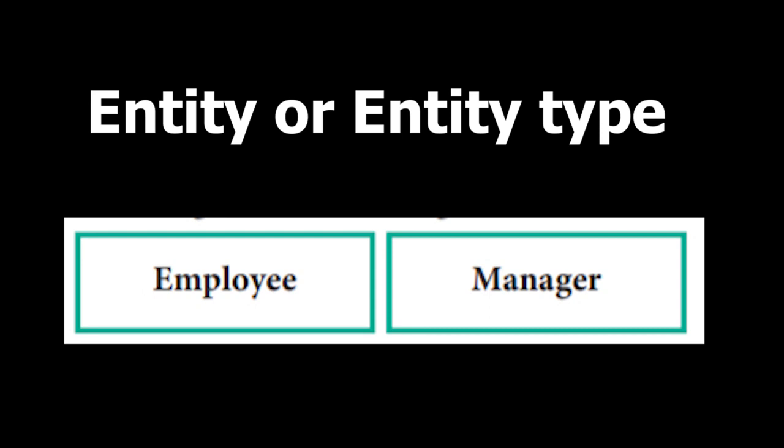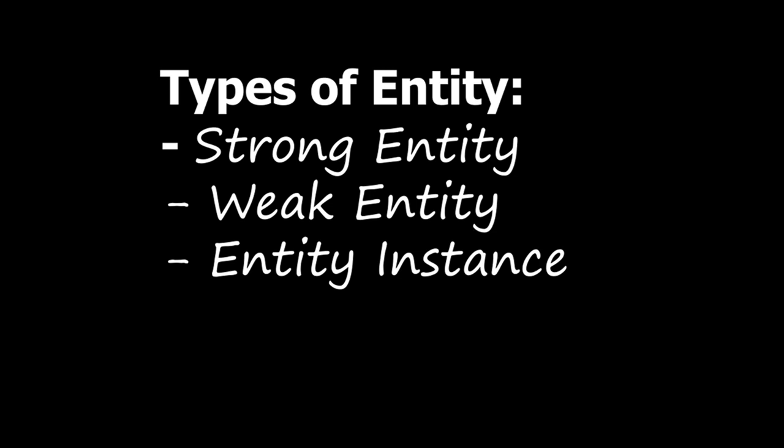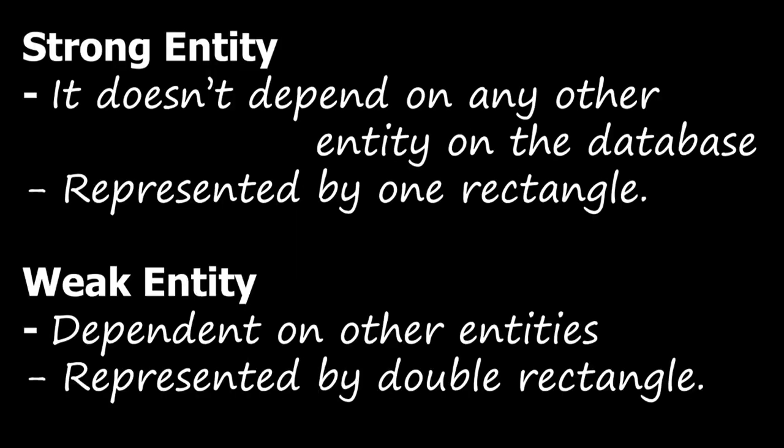Okay, in this entity we have three types. First one is strong entity, then weak entity, and entity instance. Strong entity means this entity will not depend on any other entity. It will have a unique ID which the other entities will not have. In their attributes they will have different IDs, right? So this strong entity will have an ID which no other entities will have. This is also represented by one rectangle.